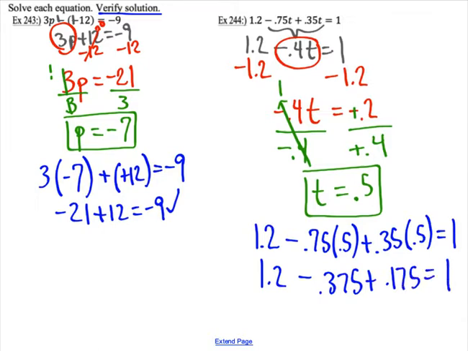And 1.2 minus 0.375 plus 0.175. I think if we combine these together, we get negative 0.2. And 1.2 minus 0.2 is 1. That actually checks out just fine.